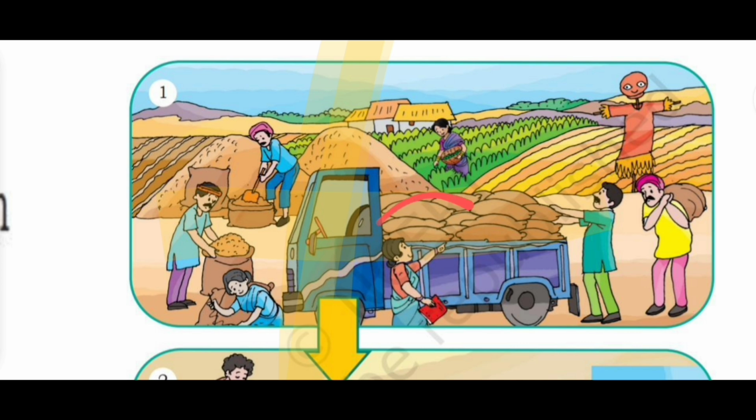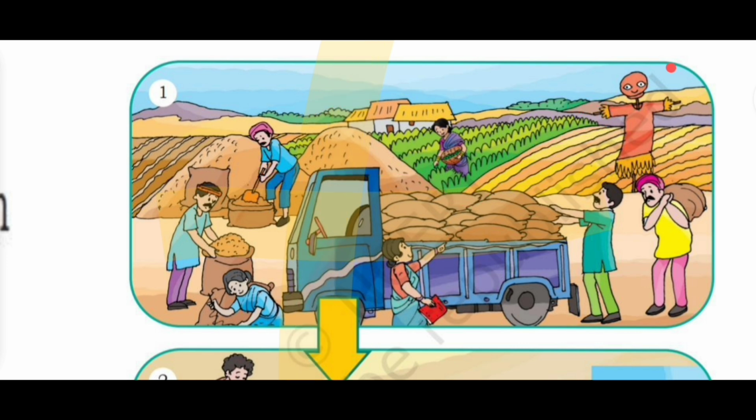Now, here we can see a lady. What is she doing? She is instructing this man. Right. She has a book in her hand. Why does she have a book in her hand? To keep an account of how many sacks of wheat are filled in the truck. Now, we can also see a green field. Can you see this field? This is green. And you can see a lady. She's picking up some green vegetables from the field.